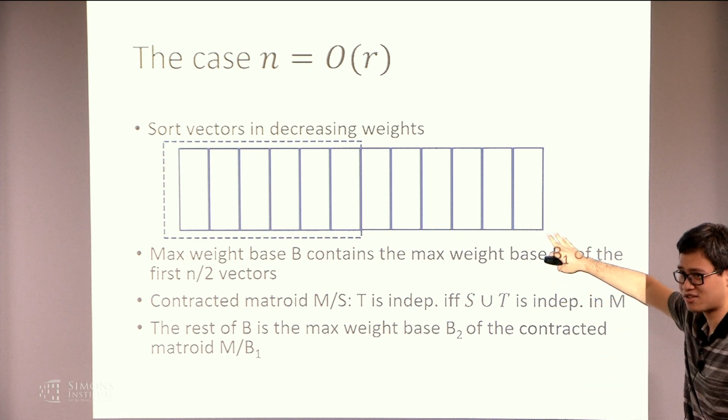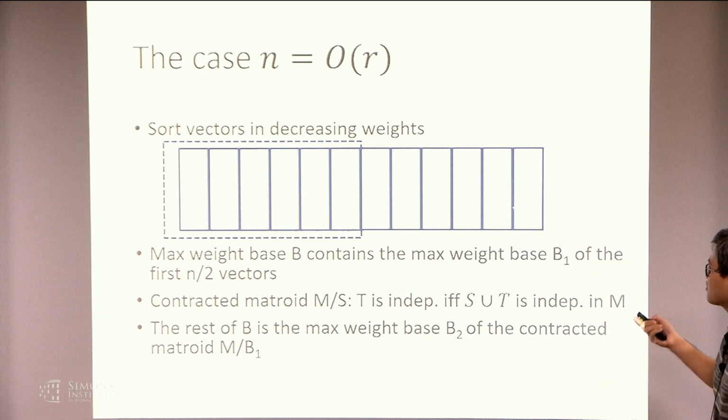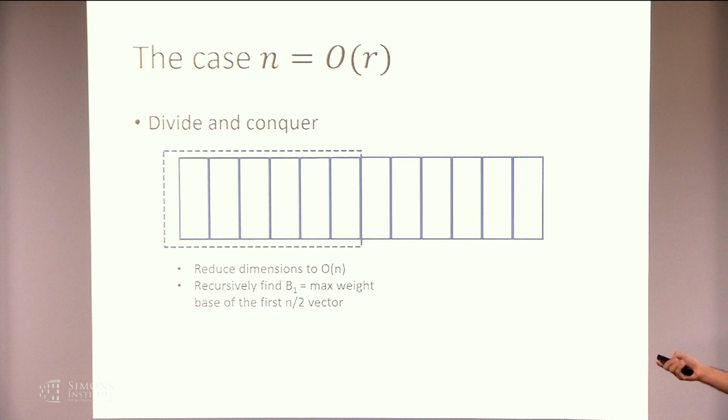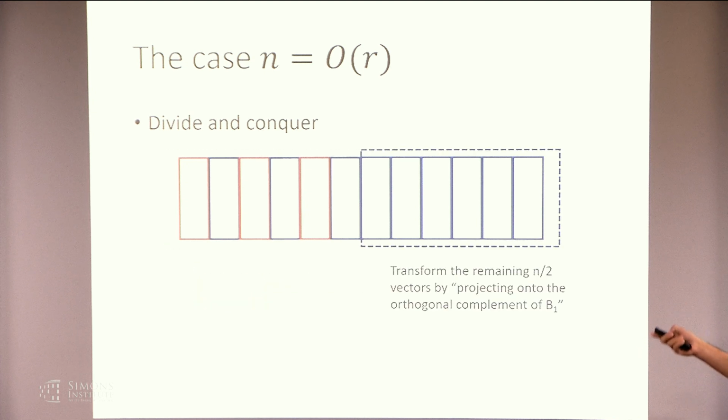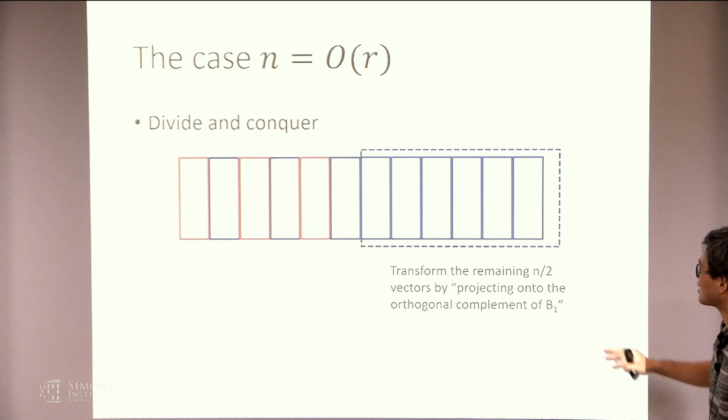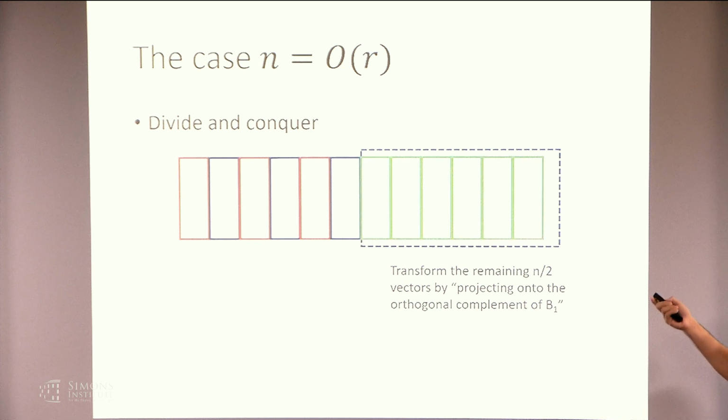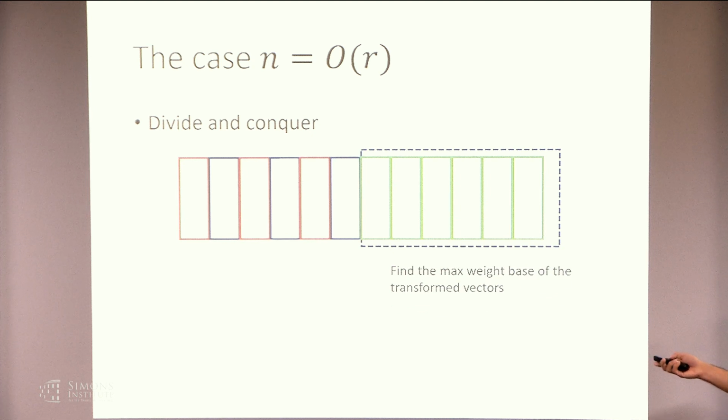So if you work in, say, a Euclidean space, you can think of this as rotating these vectors, or actually projecting these vectors onto the orthogonal complement of the selected vectors from the first half. If you work on a generic field, you do something similar, because it's not really an orthogonal complement anymore, but you do something to that effect. So you can do this, and then you compute the maximum weight base of the second half. So that is the divide and conquer approach. We first compute the maximum weight base of the first half, and then we transform the second half, and then you compute the maximum weight base among these transformed vectors in the second half. So that is the basic divide and conquer algorithm for this case.